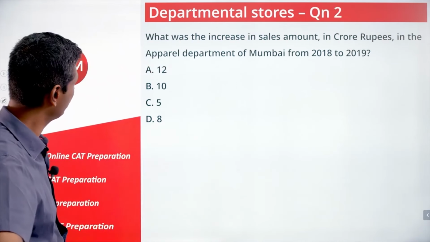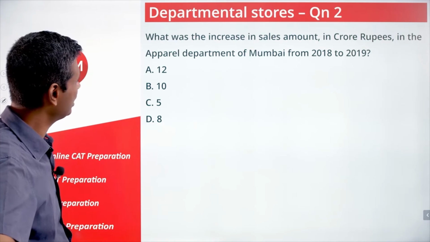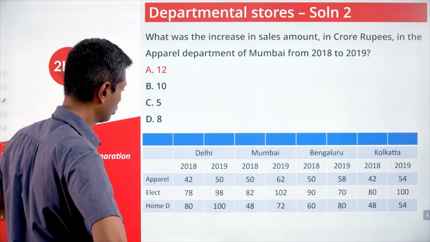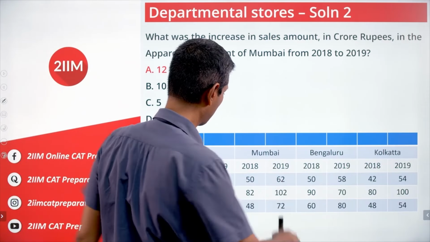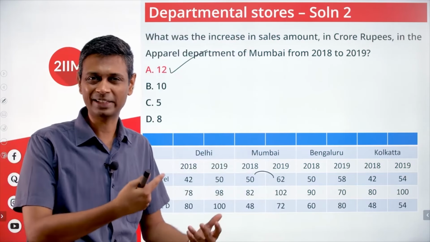Once you've got the grid, it's simple. What is the increase in sales amount in crore rupees in the apparel department of Mumbai from 18 to 19? 18 to 19 apparel department, 50 to 62, 12 crores. Done. So you get the grid, just marking down the answers.